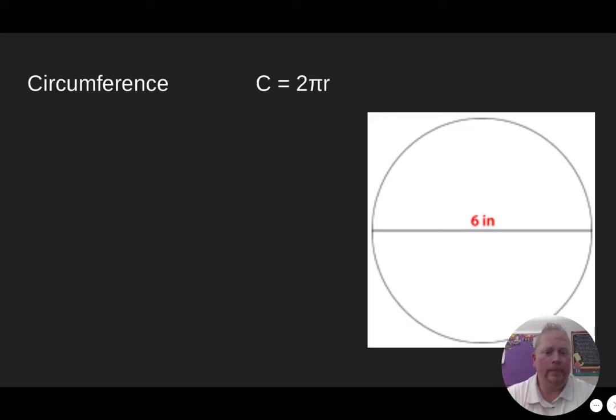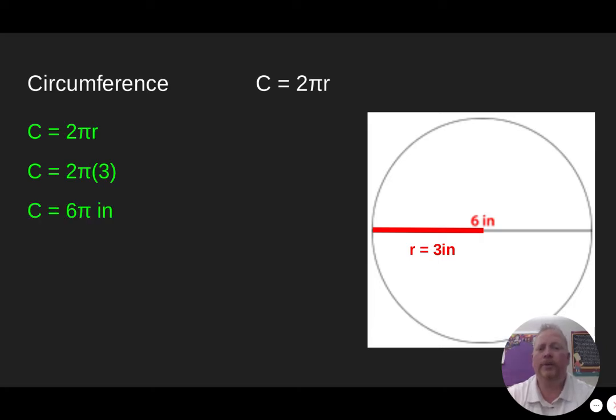So here we have an example where we have a circle with a 6-inch diameter. Now, that 6 inches is the diameter, not the radius. So we can find the radius just by cutting it in half. So we know that our radius is 3. So all we got to do is just take that 3 and plug it into the formula. So 2 pi r becomes 2 pi times 3. And then 2 times 3 is 6. So our circumference is 6 pi.